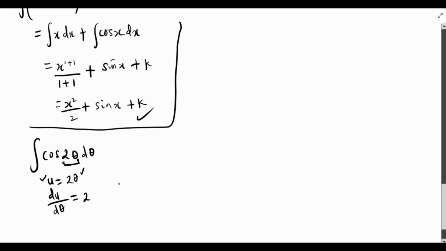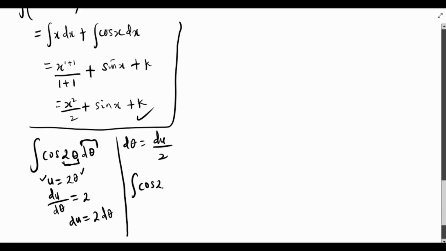Right? Now, what do we do? du d theta is 2. So this means that du, or more like we want to replace d theta now, we'll be substituting d theta. So first of all, let's multiply both sides by d theta. So du will be 2 d theta, and then we'll make d theta the subject of the formula. d theta will be du over 2. Good. So now we can go back to our question, which says cos 2 theta d theta.